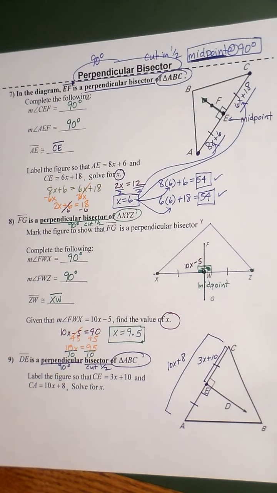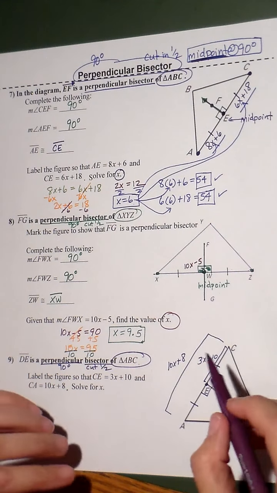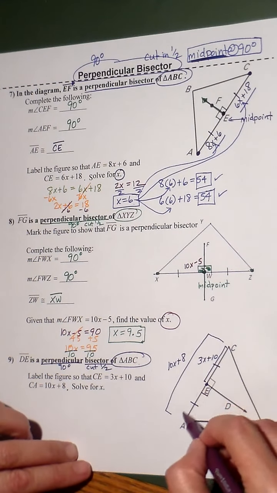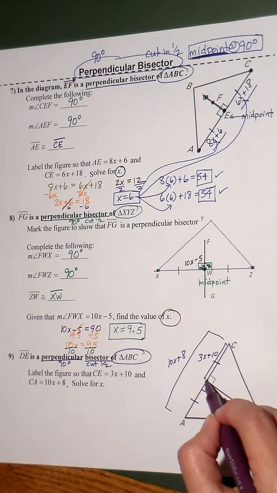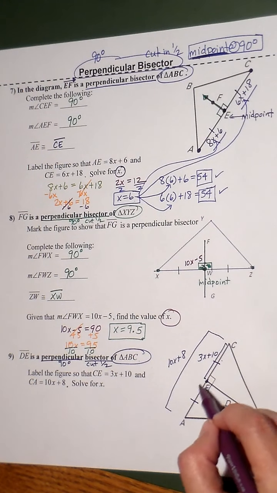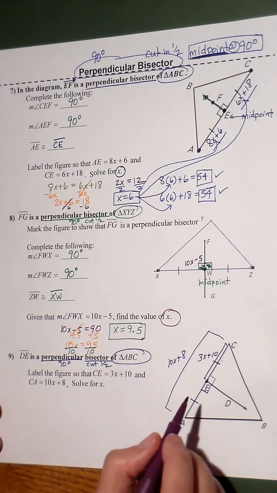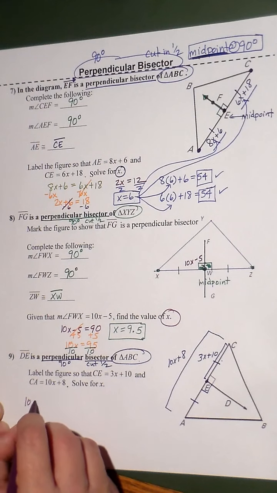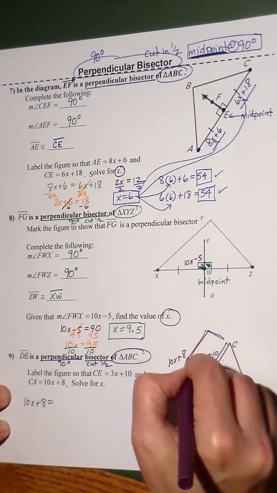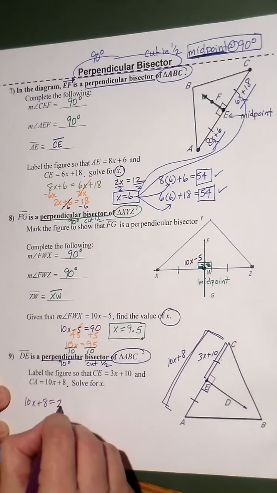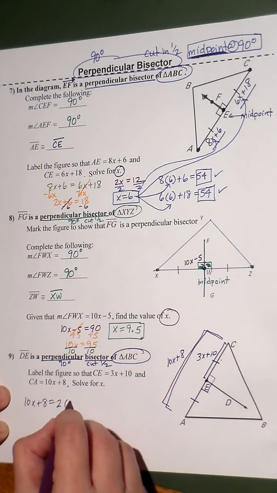Well, what do you know about CE compared to CA? I'll tell you a secret. CE is 1/2 of CA. Remember, this is a perpendicular bisector, so that's a midpoint, which means this segment and this segment are congruent. So I know that 10x plus 8, which is the entire side, is going to be double the 3x plus 10.